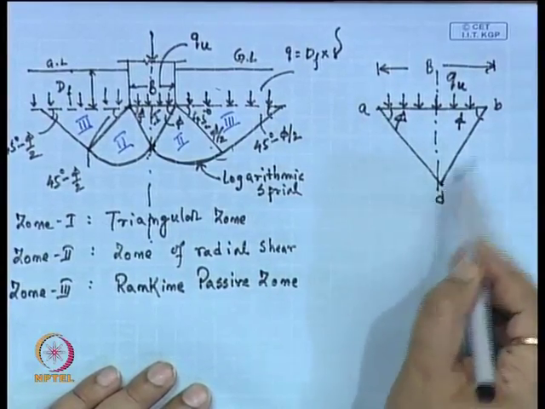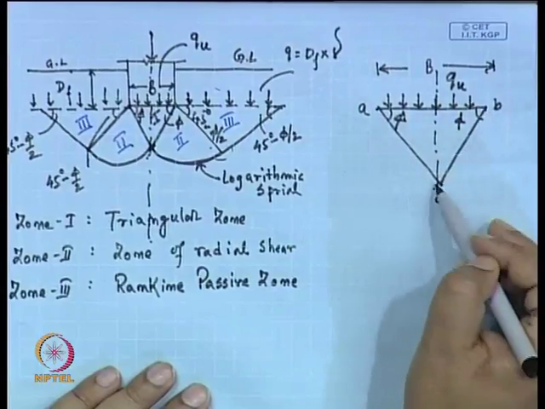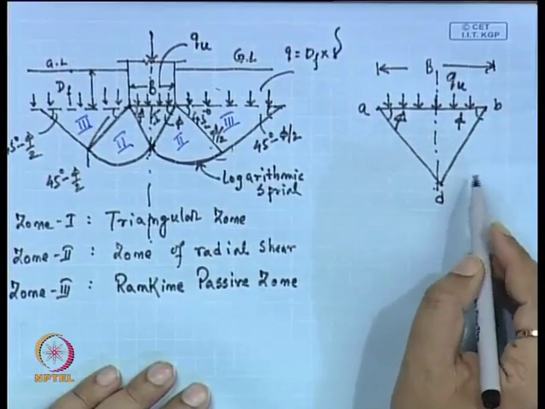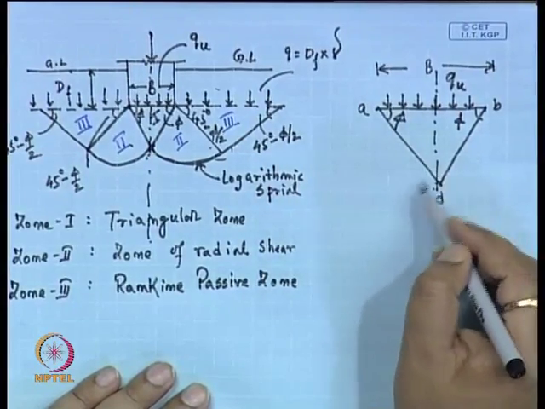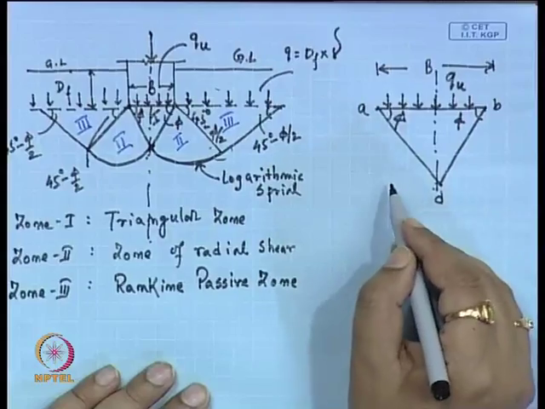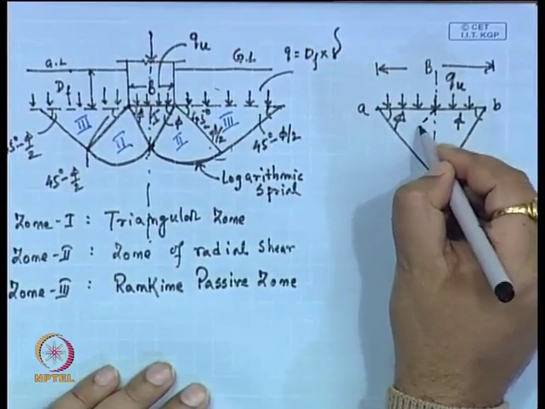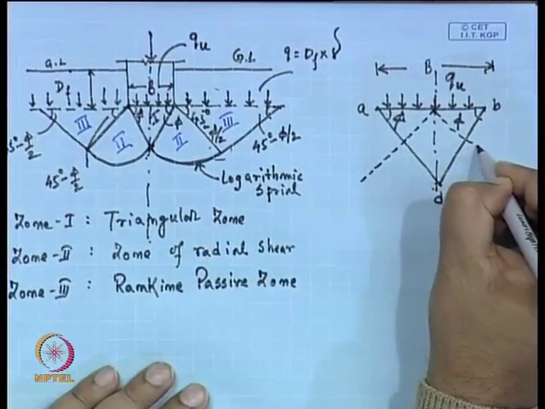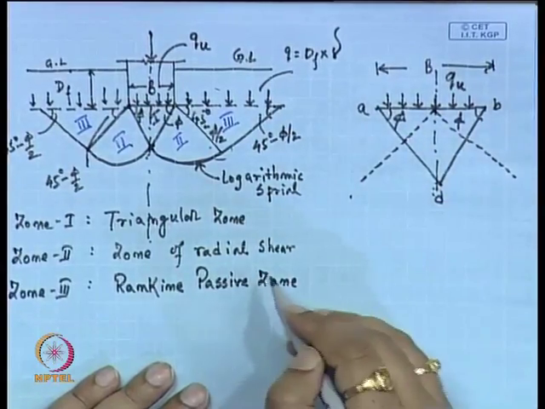Now, here AD and BD act as the back of a rigid wall. So, these two parameters, C and phi, are the equivalent of the wall adhesion: C is equivalent to the wall adhesion and phi is equivalent to the angle of wall friction. Now, suppose this is the free body diagram and these dotted lines are the perpendicular lines, perpendicular to AD and perpendicular to BD.